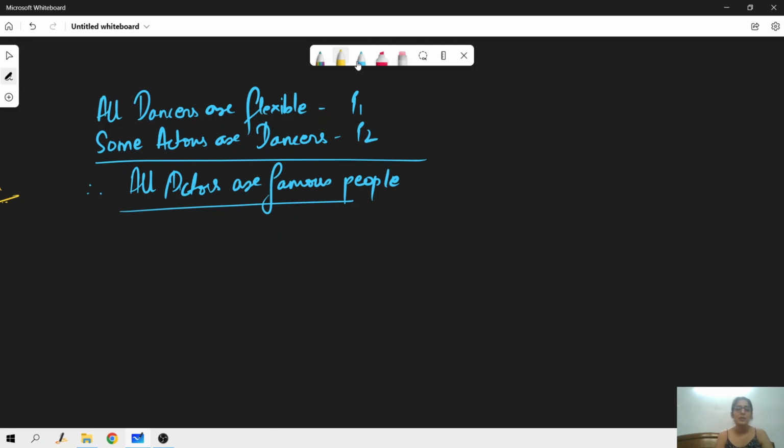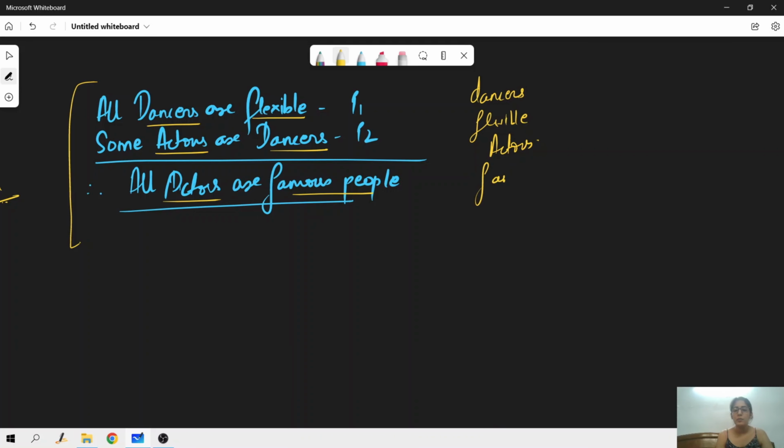Now, let's see what's the problem here. The problem here is that we have dancers, flexible, actors, dancers, actors, and famous people. So how many terms do we have here? We have dancers, we have flexible, we have actors, we have famous people. Now you know a valid categorical syllogism will have 3 terms: middle, major, and minor. But here we do not have 3, we have 4 terms.